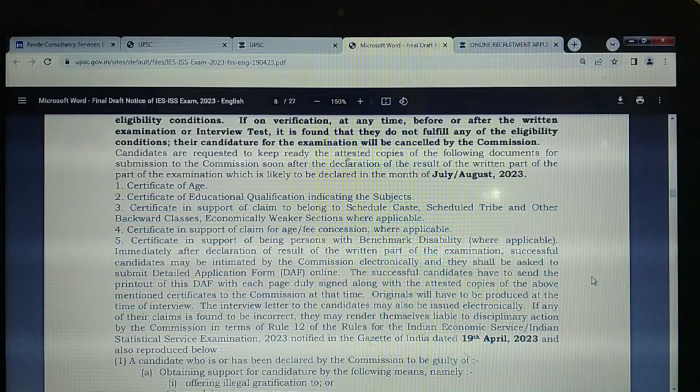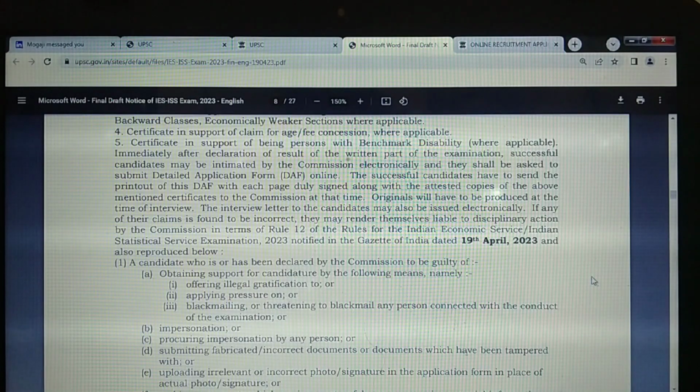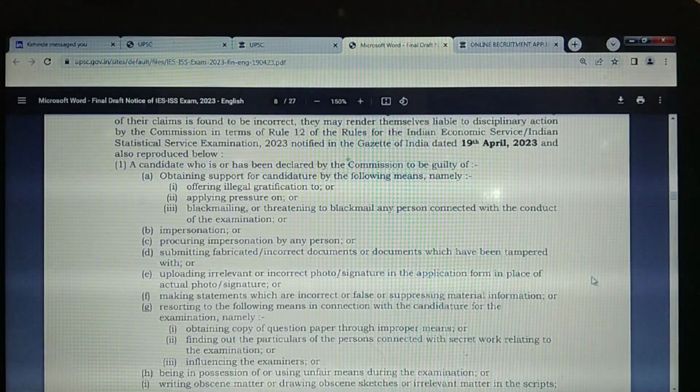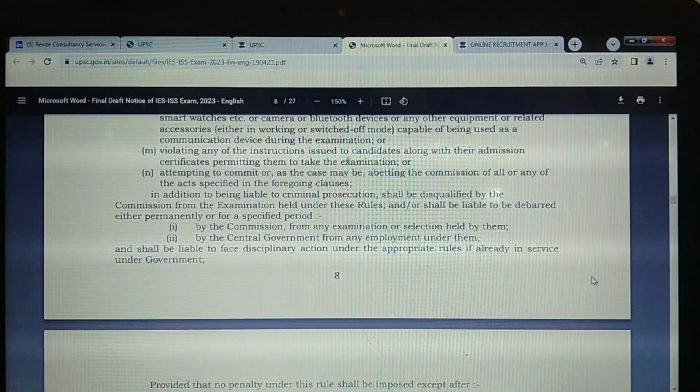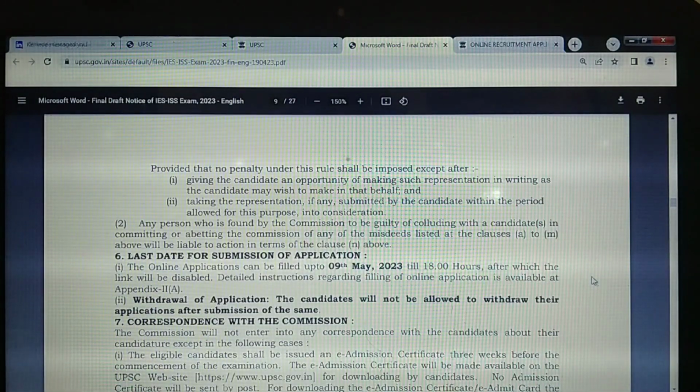Okay, read this important point. A candidate who has been declared by the commission to be guilty of obtaining support for candidature by the following means, namely offering illegal gratification, applying pressure, or blackmailing or threatening to blackmail any person connected with the conduct of the examination, is not eligible. You cannot do any kind of misconduct.